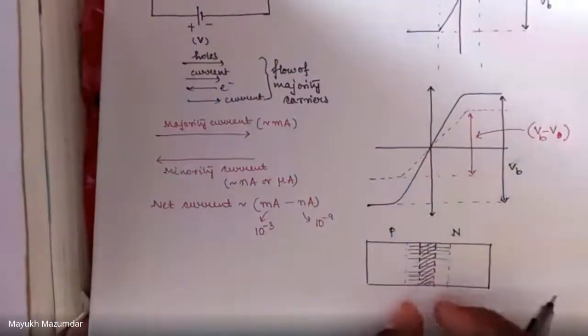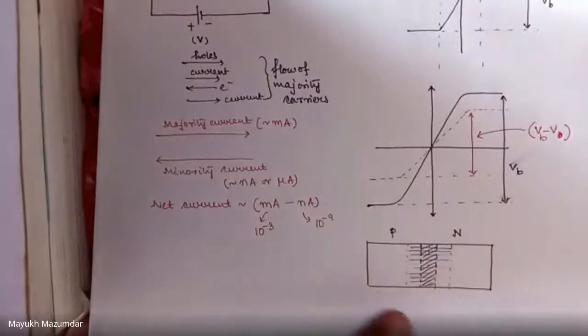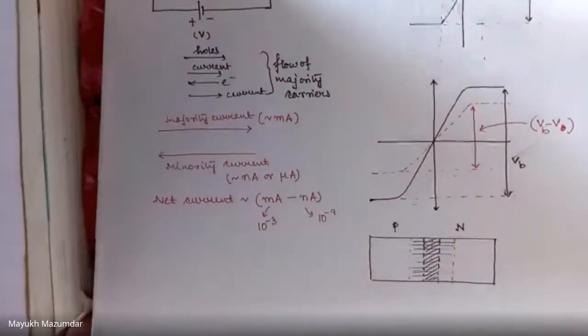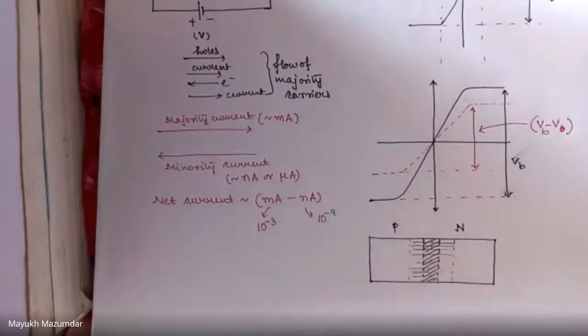So the depletion region has become thinner. Just think of it this way: the majority carriers had to penetrate a wall. Now the wall has become thinner. So the probability to penetrate the wall is now more, isn't it?